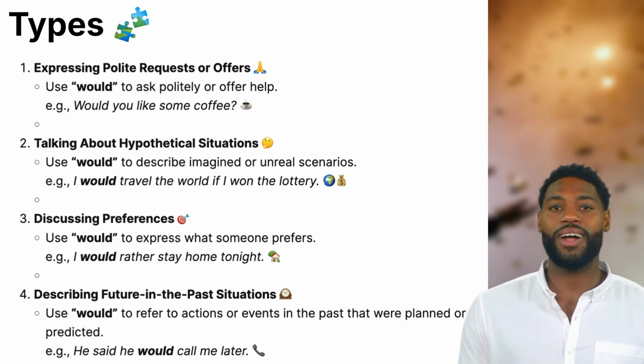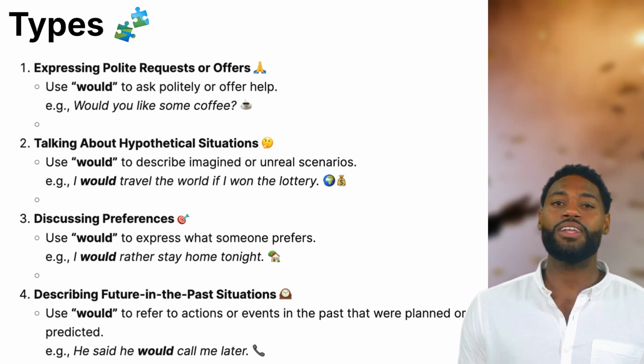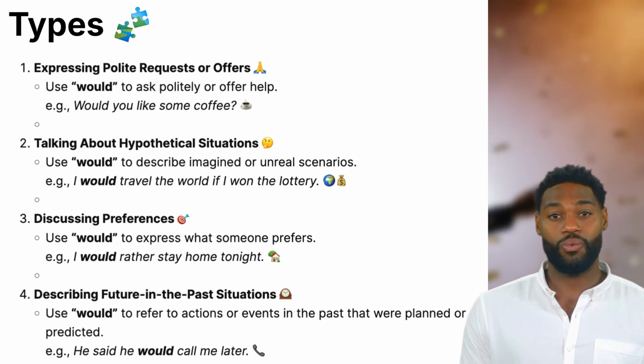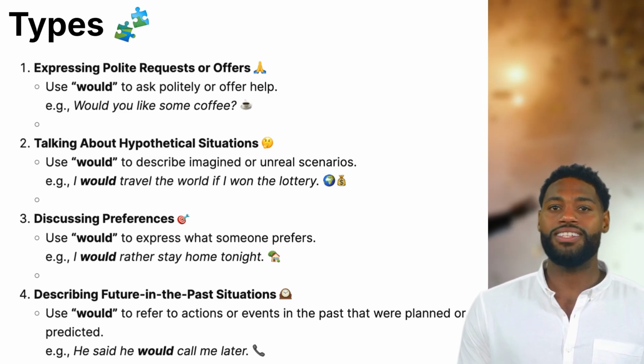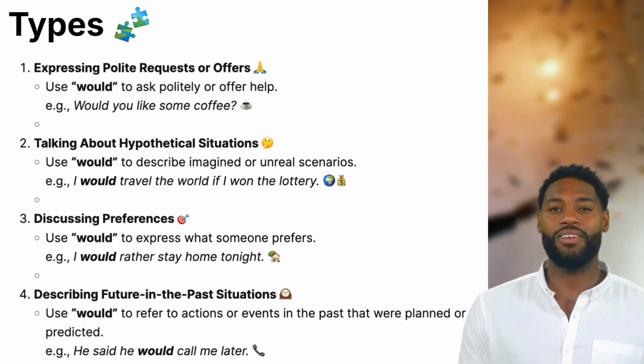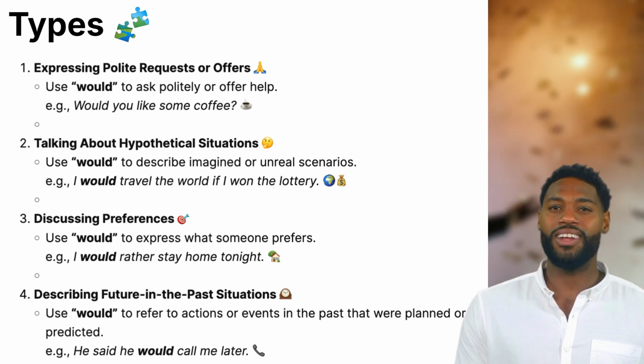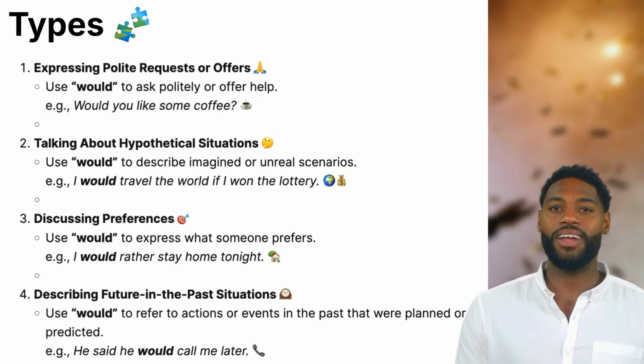2. Talking about hypothetical situations. Use would to describe imaginary or unreal scenarios, especially when talking about wishes or dreams. Example: I would travel the world if I won the lottery. This sentence expresses a dream or something that is unlikely to happen unless the condition, winning the lottery, becomes true.